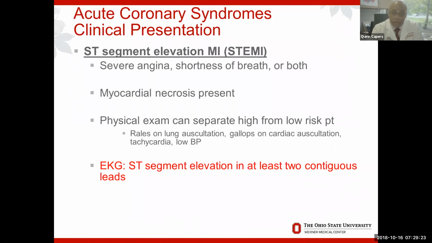There'll be evidence later on of myocardial necrosis, and the physical exam might be normal, but it also might be abnormal, indicating that the heart is beginning to fail. And this is one way we can stratify the risk of the heart attack patient. If the heart attack is causing heart failure, an S3 gallop, elevated neck veins, crackles on lung exam, then this is a patient who's at high risk for going on to have death.